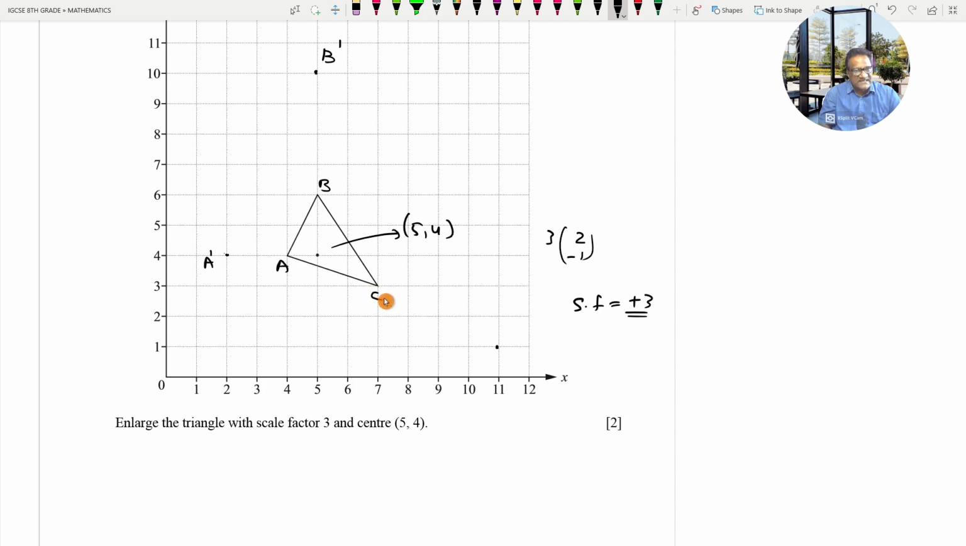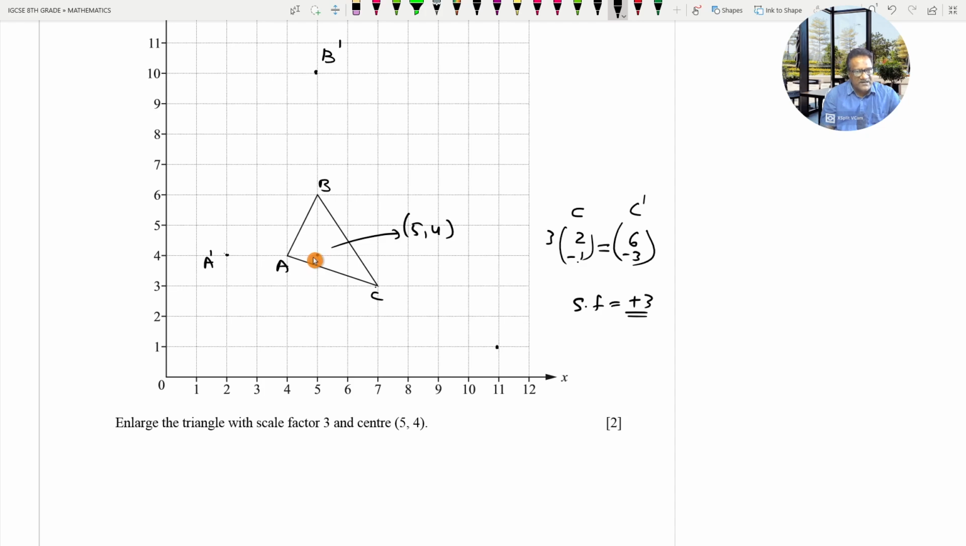Now for C, the image C dash, how am I going to decide it? Now how did you get this point C? From this 5 comma 4, if you go 2 blocks on the right and 1 block down, you get a column vector 2 and minus 1, right? So this C is representing 2 and minus 1. Now this has to be multiplied by the scale factor 3, the magnitude of the scale factor. So 3 into 2 and minus 1 will be 6 and minus 3. So this will be C dash, the image of C.